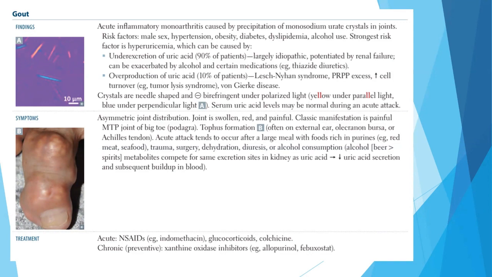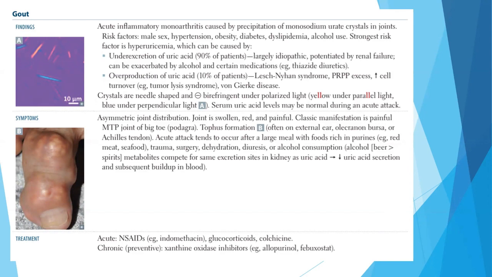The risk factors include male sex, hypertension, obesity, diabetes, dyslipidemia, and alcohol use. The strongest risk factor is hyperuricemia, which can be caused by under-excretion of uric acid, largely idiopathic, potentiated by renal failure, and can be exacerbated by alcohol and certain medications. Overproduction of uric acid: Lesch-Nyhan syndrome, PRPP excess, increased cell turnover, von Gierke disease. Crystals are needle-shaped and negatively birefringent under polarized light.